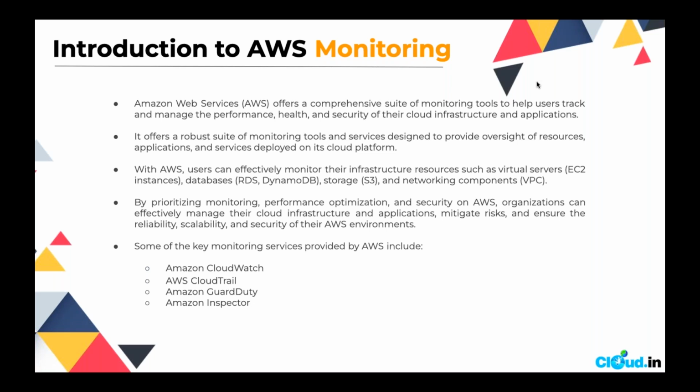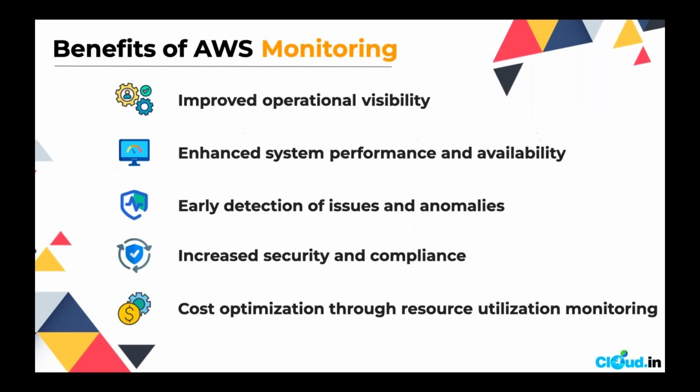Amazon Web Services gives you a bunch of tools to keep an eye on how your infrastructure is doing in the cloud. These tools can help you see if everything is running smoothly, if your data is safe, and if your system is performing well. Some of the key monitoring services provided by AWS include Amazon CloudWatch, AWS CloudTrail, Amazon GuardDuty, and Amazon Inspector.